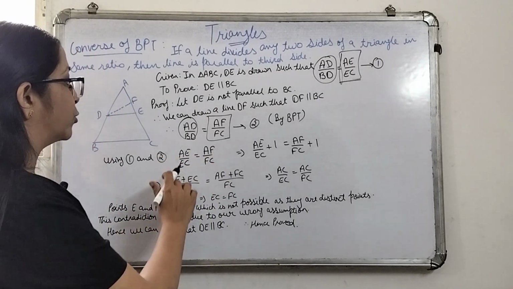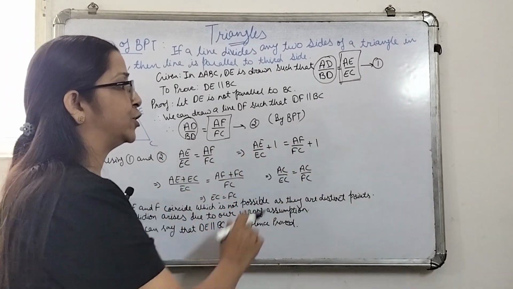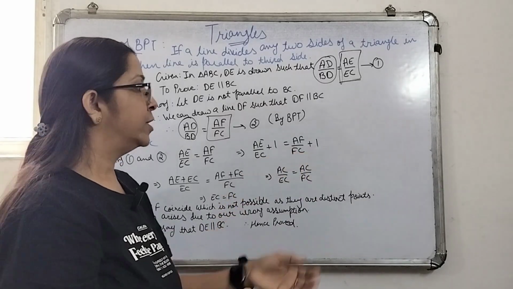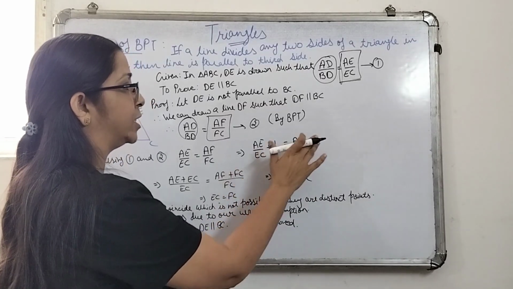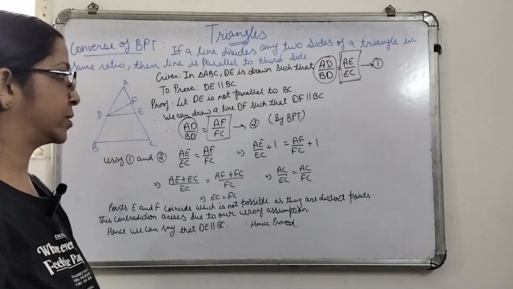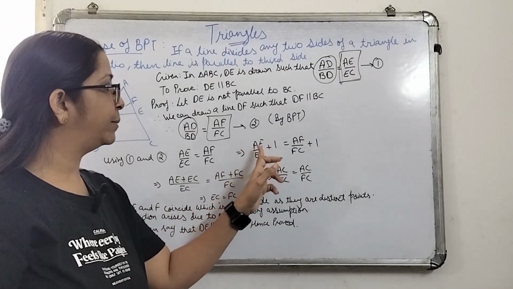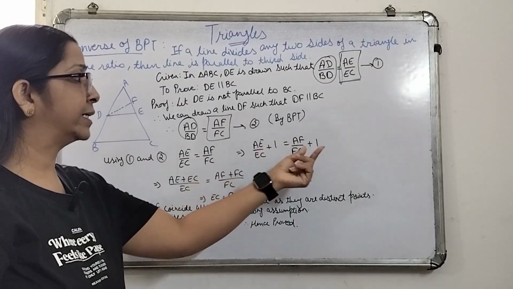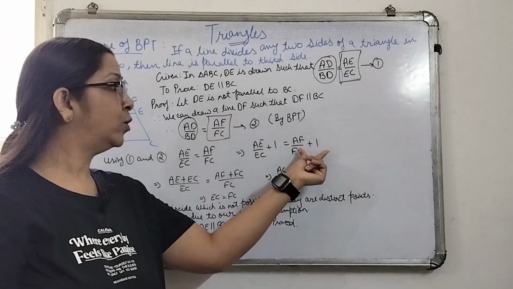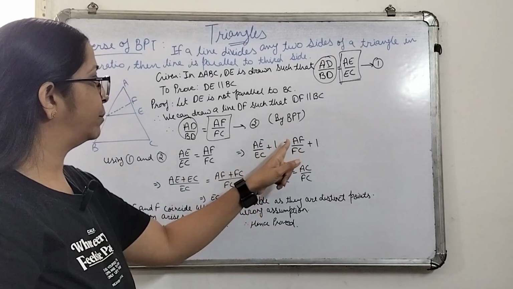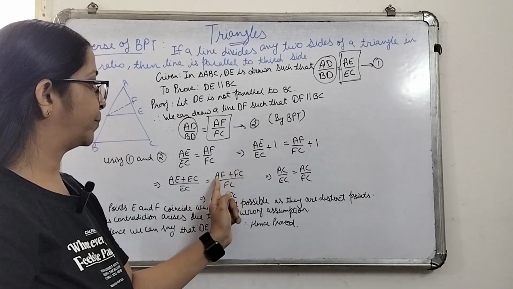Now, if we add the same number on the LHS and on the RHS, their value is not going to change. So we have added 1 on the LHS and 1 on the RHS. The LCM over here will be EC, and the numerator will become AE plus EC. On the right hand side, we take the LCM, which is FC, and the numerator will become AF plus FC.